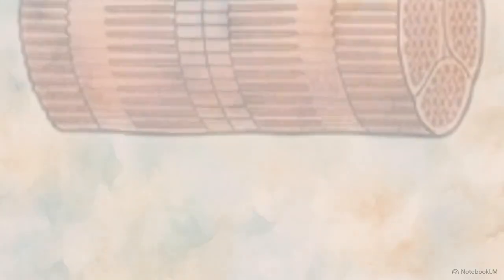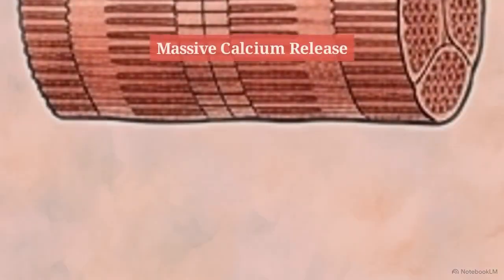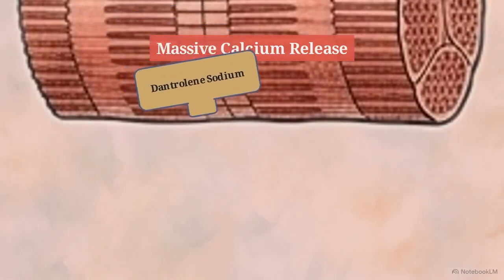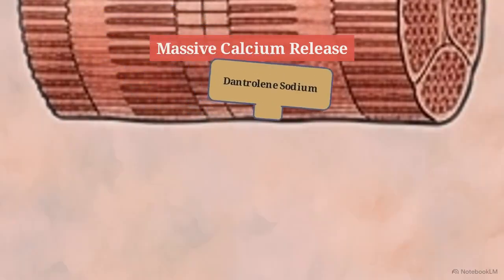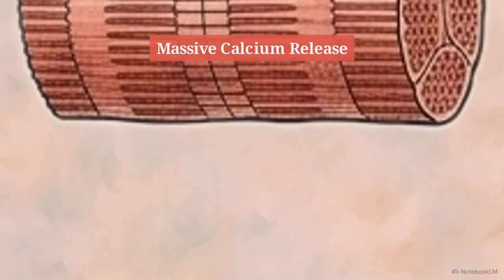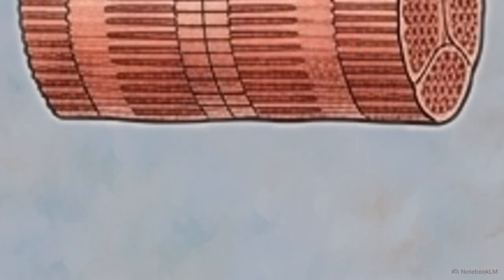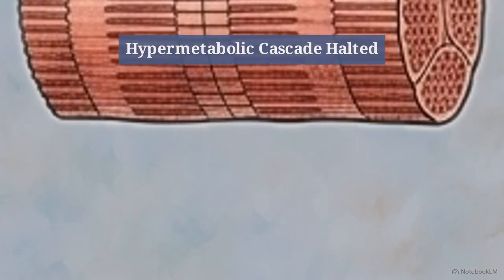The definitive pharmacological antidote is dantrolene sodium. Administered rapidly via a large-bore IV line, it acts as a direct molecular antagonist. It specifically binds to and blocks the massive calcium release from the defective RYR1 channels, immediately halting the hypermetabolic cascade at the cellular level.